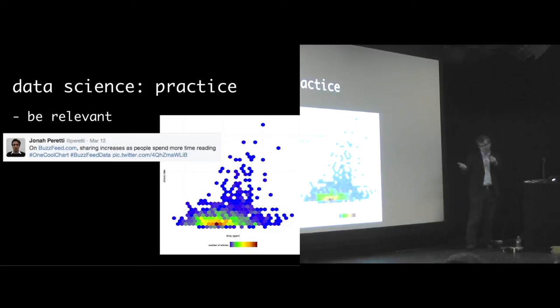Right. Even in peer-reviewed publications, it's difficult to know: are people measuring the right thing, and are they doing it the right way? Let alone in the real world, let alone on Twitter, which is 140 characters of simulacrums of the real world. So it's difficult to be relevant.